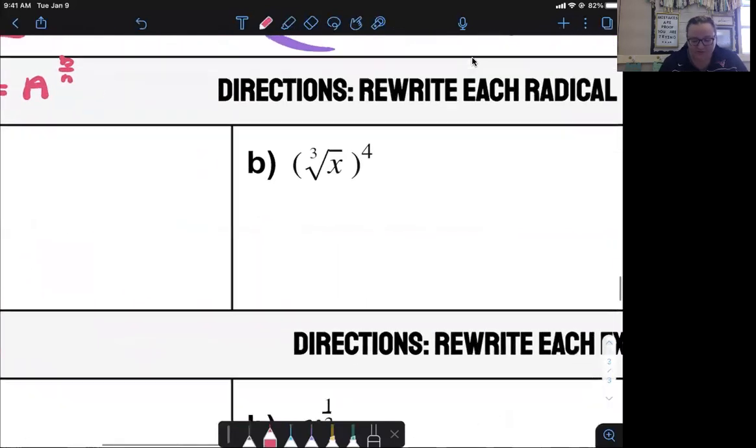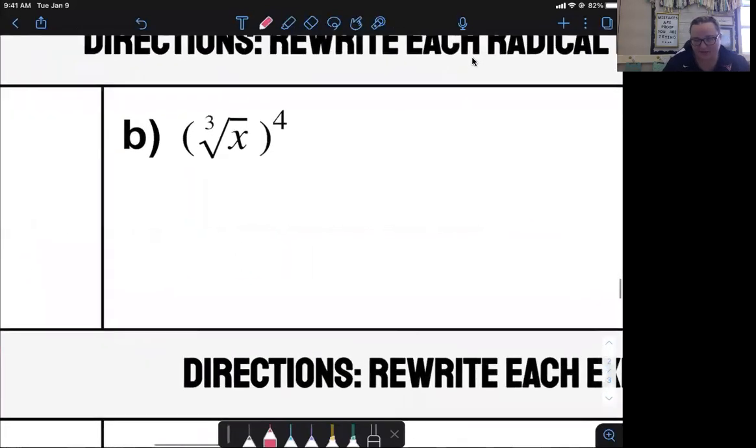All right, part B: let's rewrite the third root of x to the 4th. This would be the same thing as x to the what power? Go ahead and fill that in on your own. Hopefully you have x to the 4/3. Our root is 3, our power is 4, so x to the 4/3.